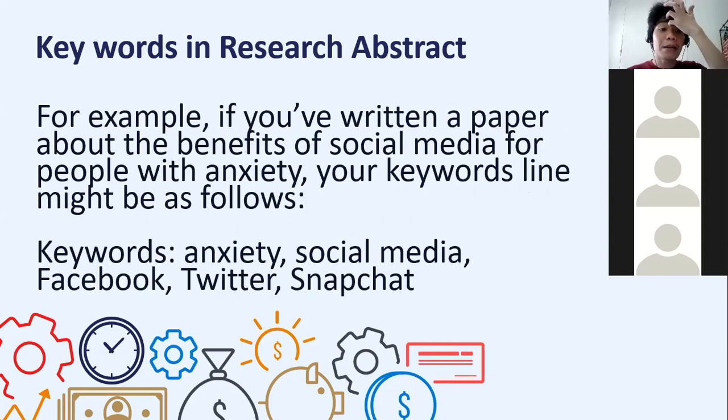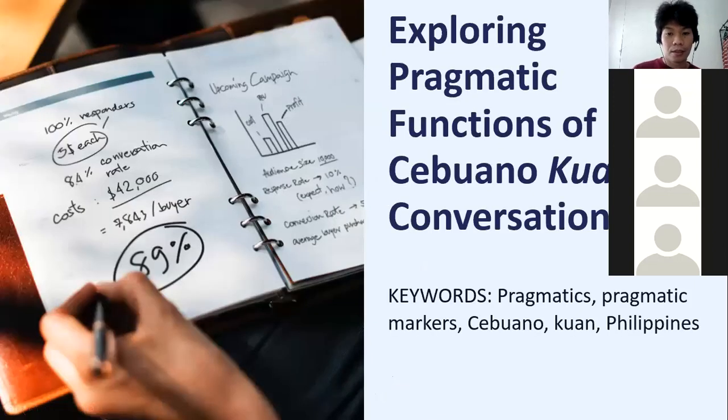Okay, for example, if you've written a paper about the benefits of social media for people with anxiety, your keywords line might be as follows: anxiety, social media, Facebook, Twitter, Snapchat, since these are all related concepts to your research. Okay, for example, the title of my study is Exploring Pragmatic Functions of Cebuano Kuan in Conversations. So my keywords are pragmatics, pragmatic markers, Cebuano, Kuan, Philippine scenes. These are the words that we can relate to my study.